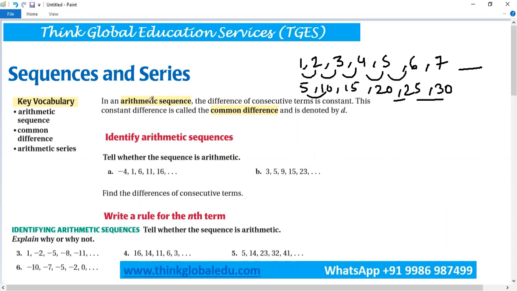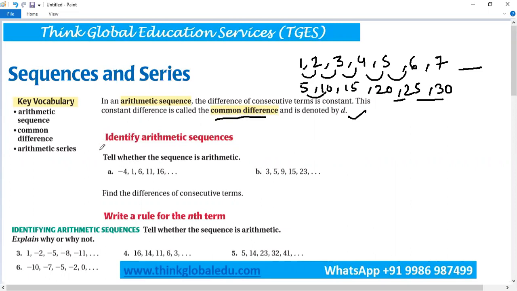So in an arithmetic sequence, the difference of consecutive terms is constant. This constant difference is called the common difference. Common difference for the sequence we denote by the letter d. Now we'll discuss how we identify whether the given sequence is an arithmetic sequence or not.